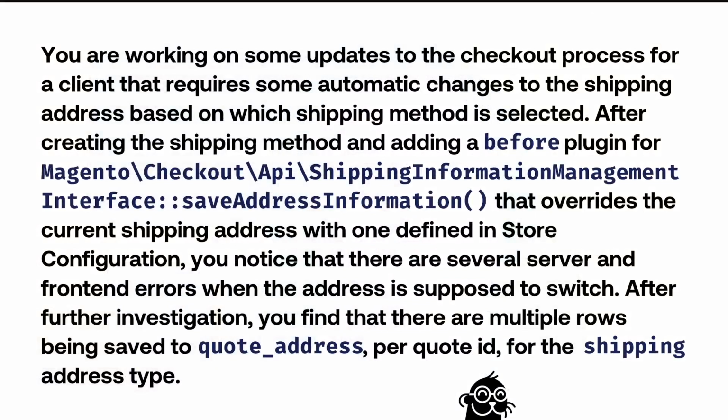You are working on some updates to the checkout process for a client that requires some automatic changes to the shipping address based on which shipping method is selected. After creating the shipping method and adding a before plugin for the saveAddressInformation function in the ShippingInformationManagementInterface that overrides the current shipping address with one defined in store configuration, you notice that there are several server and front-end errors when the address is supposed to switch. After further investigation, you find that there are multiple rows being saved to quote address per quote ID for the shipping address type.